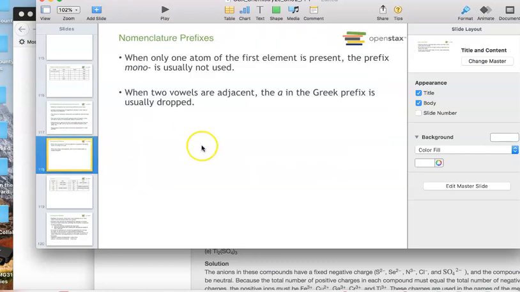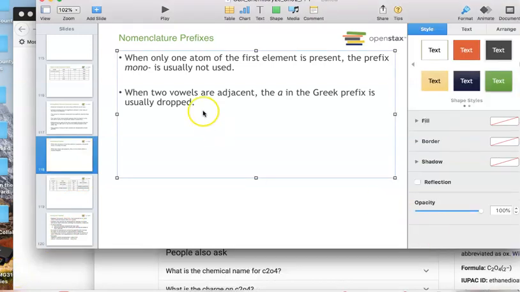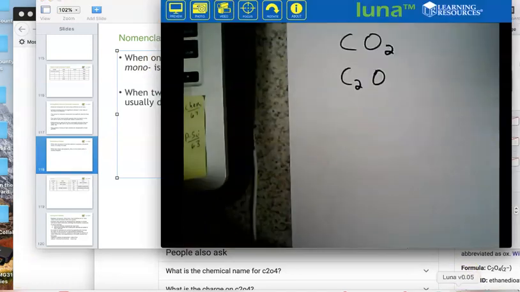So a couple things to remember when naming molecular compounds. When only one atom of the first element is present, the prefix mono is usually not used. When two vowels are adjacent, the A in the Greek prefix is usually dropped. So I'm going to give you a couple examples of that. All right, so we said when only one atom of the first element is present, the prefix mono is usually not used. So here's an example of that.